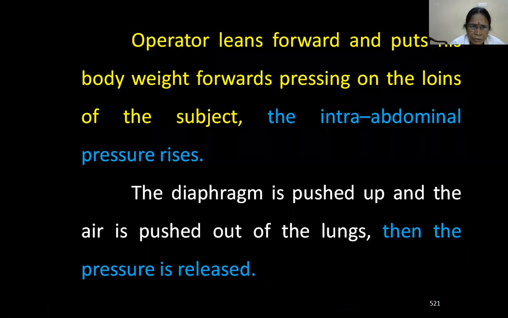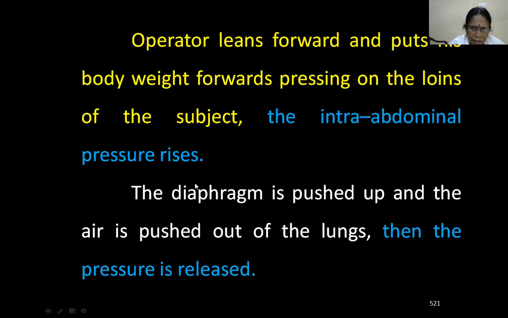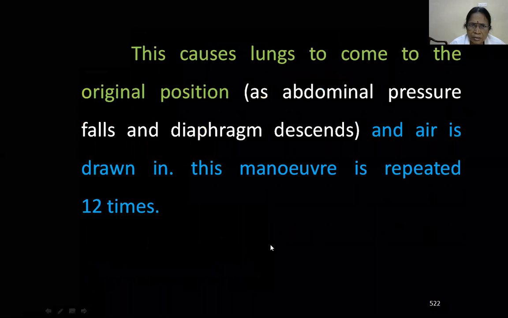And then he puts his whole body weight forwards and presses on the lines. The pressure raises the intra-abdominal pressure, and this pushes the diaphragm upwards, and air is pushed from the lung. Then the pressure is released. That is expiration. The diaphragm is pushed upwards, the intra-abdominal pressure increases, air is pushed out, and expiration occurs.